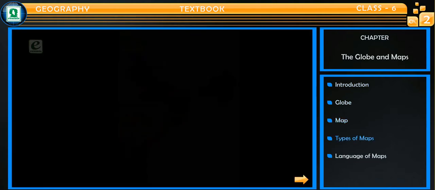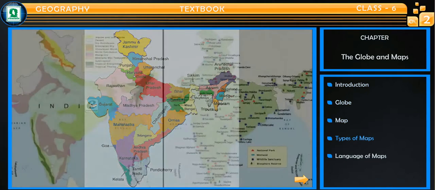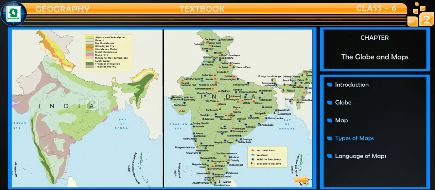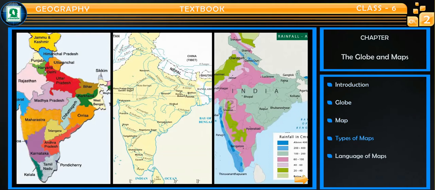Types of maps. What is this? This is a map of India. These are also maps of India, but are they similar? Yes, the physical boundary is the same in the three, but there are some differences. Can you find any differences among these?